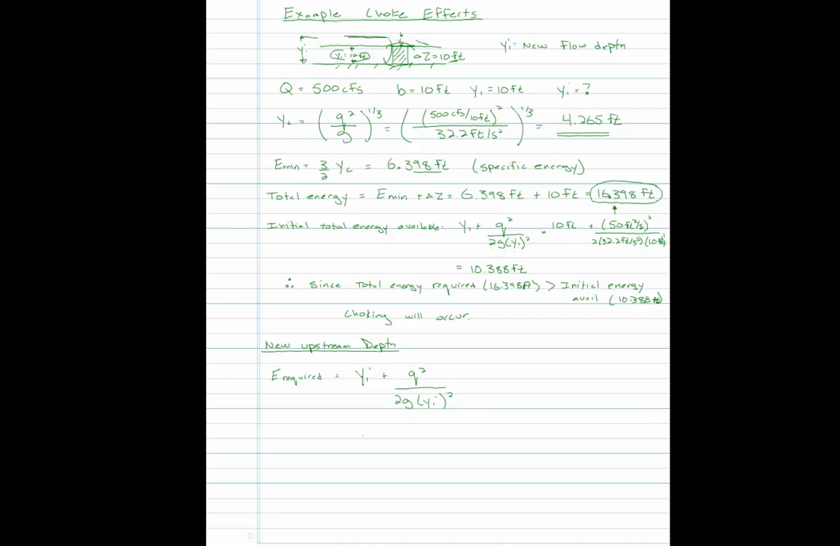And so the total energy required, 16.398 feet, is equal to the new flow depth plus the flow per unit width, remember, is 50 feet squared per second, squared, divided by 2g, 32.2 feet per second squared, times the new flow depth y prime 1 squared. All right.